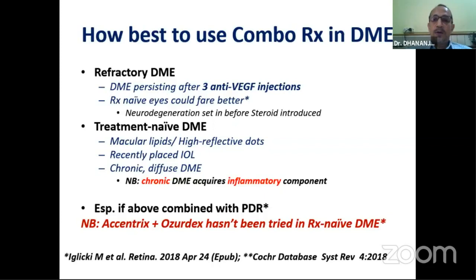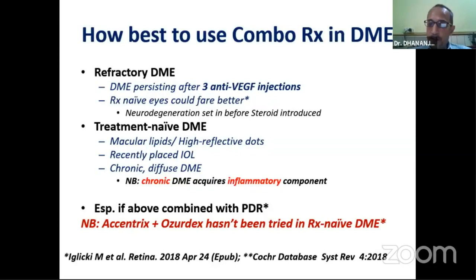So, how best to use the combination treatment in DME? One is refractory DME, and again, as Mahesh pointed out, after 3 injections, we generally call it refractory, and that is what a lot of practitioners do even in Western countries also, as I just checked on Retina Physician recently. The treatment naive eyes could fare better, but none of us do a combination treatment in naive eyes.